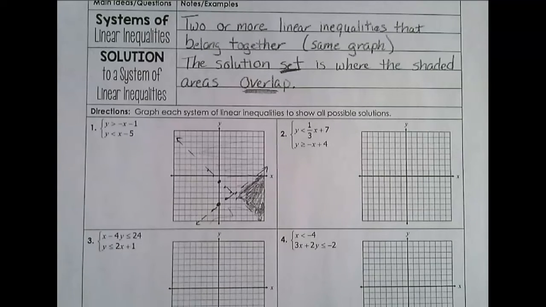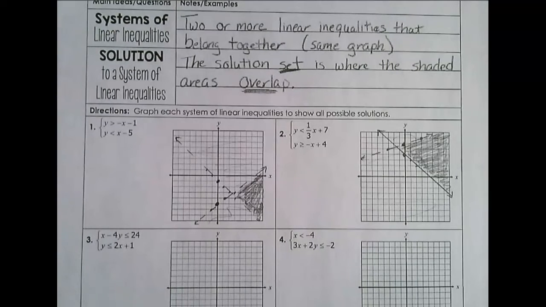So let's take a look. Number 2 is already in slope-intercept form. So pause the video, work it out, and come back and see what you think. All right, so important elements to check for.